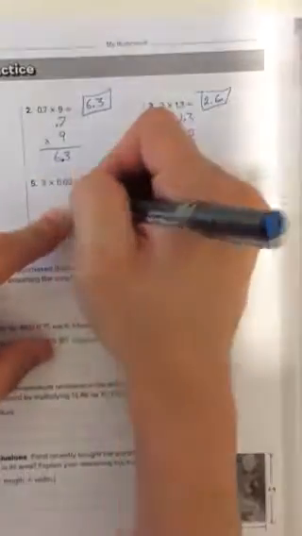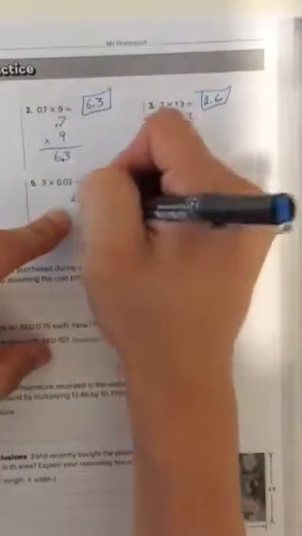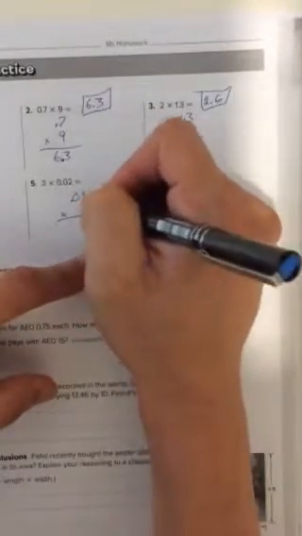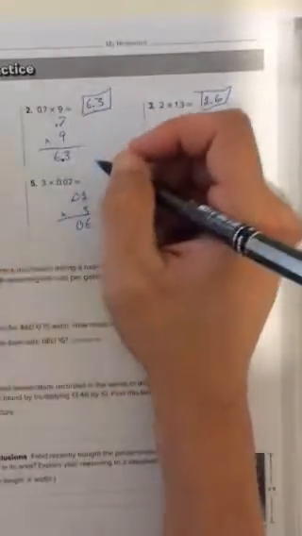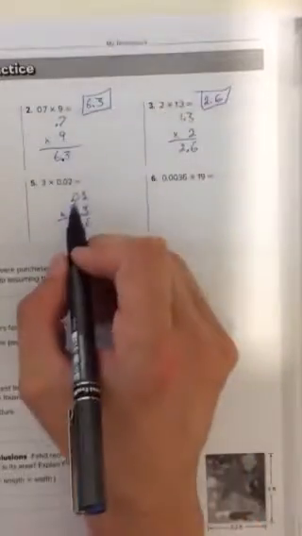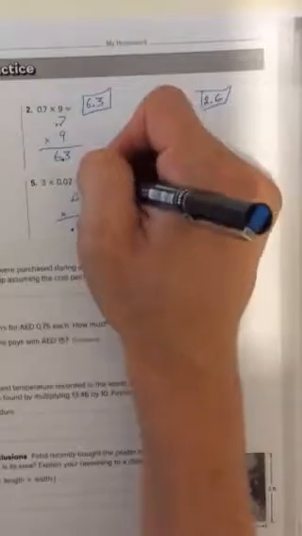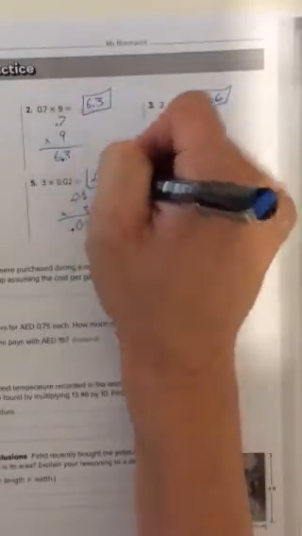Ooh, this is a good one. 0.02 times 3. 3 times 2 is 6. 3 times 0 is 0. I have two numbers behind the decimal, so my answer needs to have two numbers behind the decimal. Ooh, and an even better one to end it on.